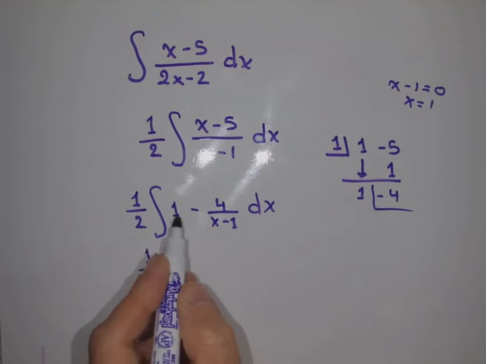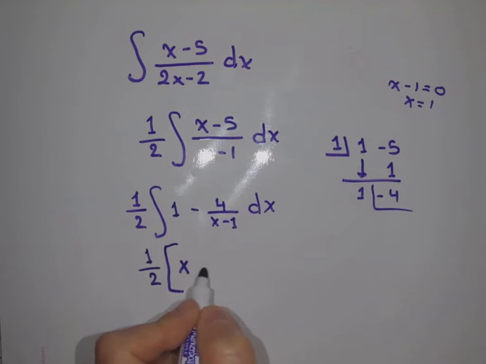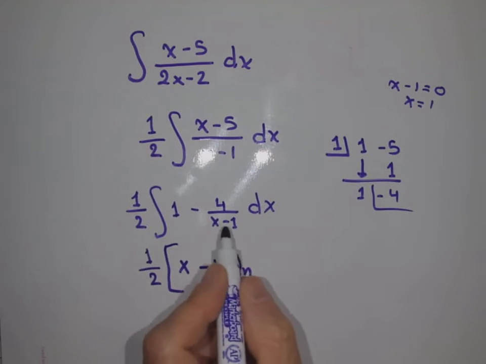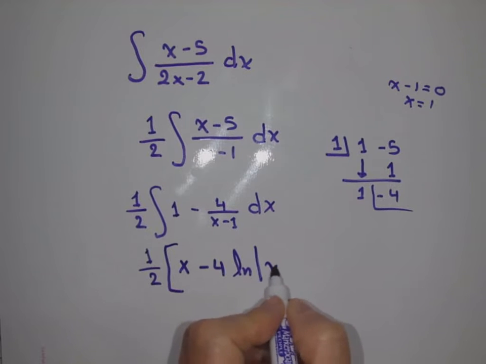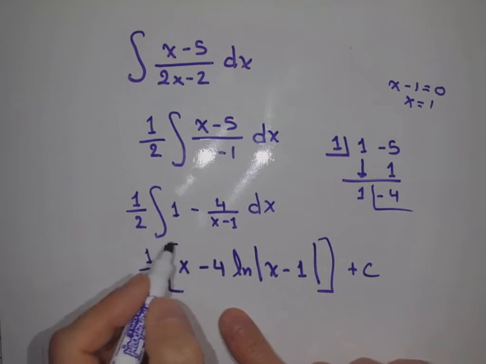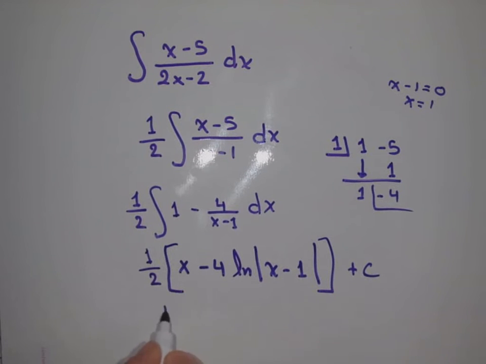Let's do that this way. This becomes an x minus 4. That's a natural log. I need the absolute value because this is not guaranteed to be positive. And then plus c back here. And in fact, I'm going to go ahead and distribute that 1/2. So that will be x over 2.